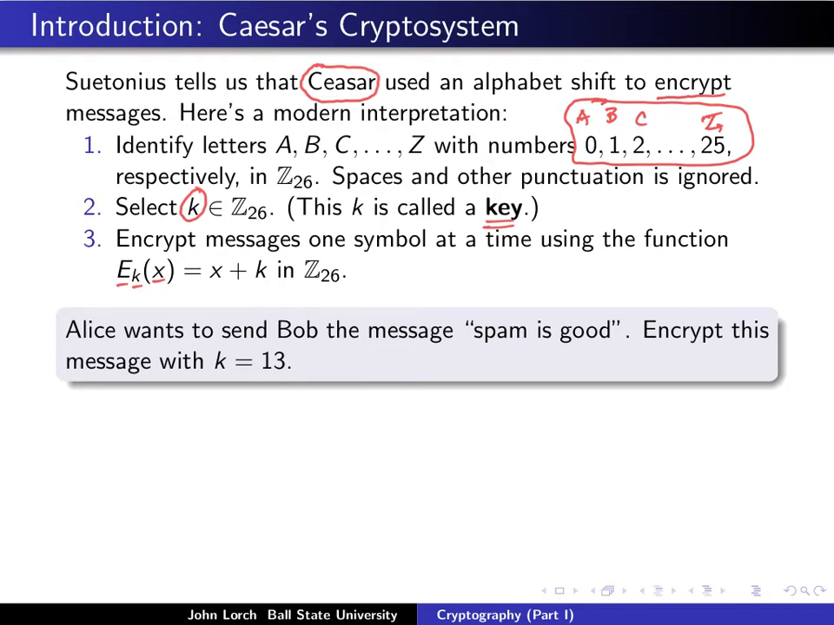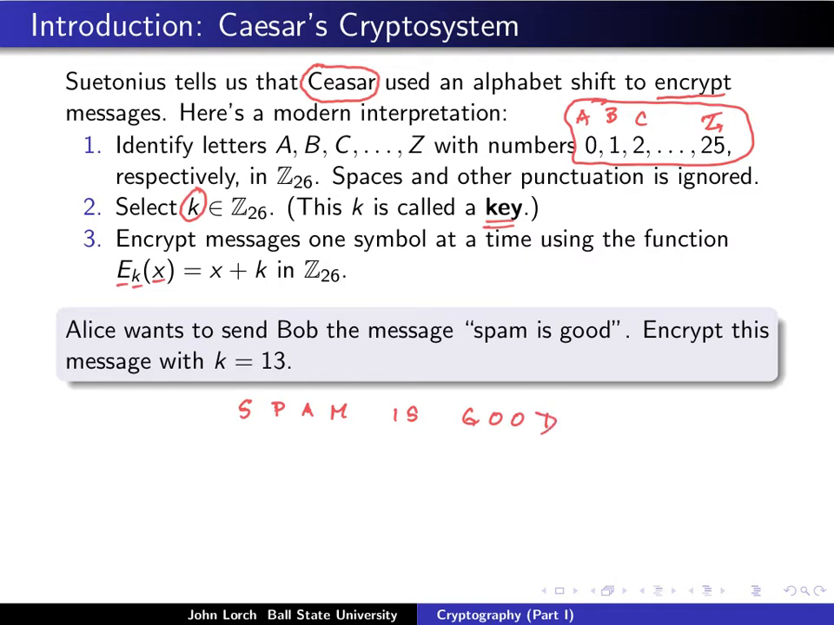Okay, so the first thing we're going to do is to write out this message, spam is good. Which I happen to agree with, by the way. Whether you agree, that's up to you.